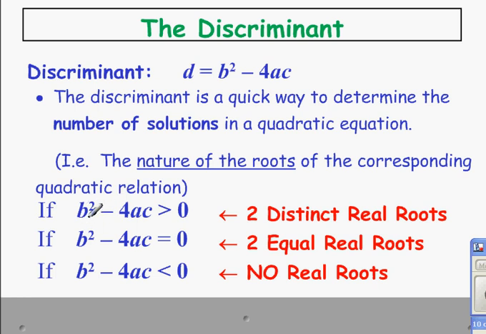So if I do the discriminant, I do b squared minus 4ac, and I end up with a positive number, so greater than 0, right? So this means it's positive. That means I have two real roots.